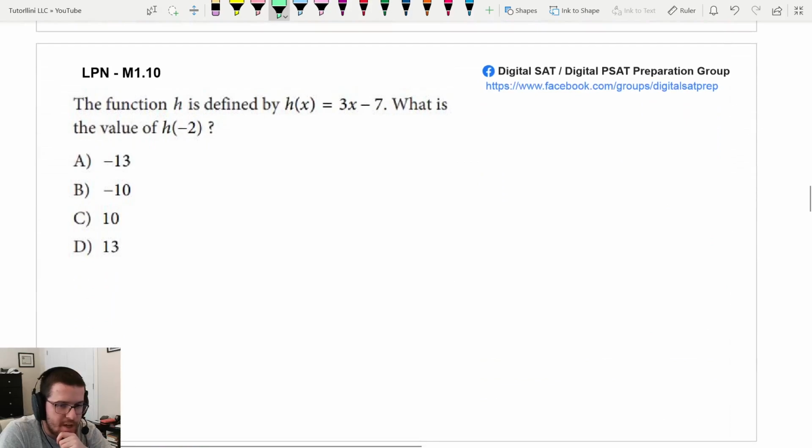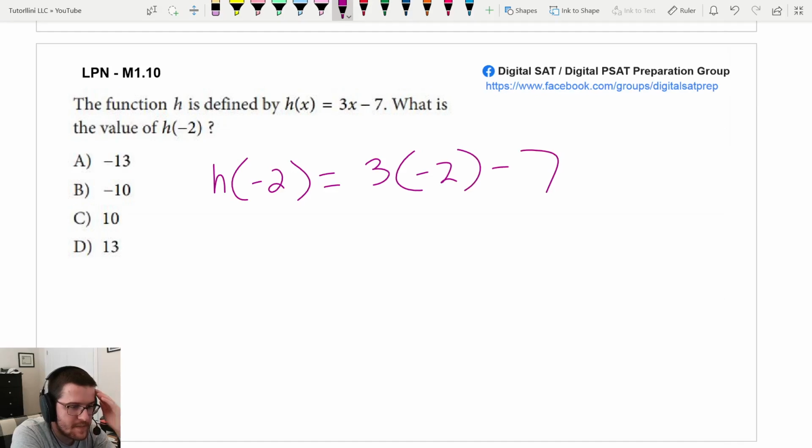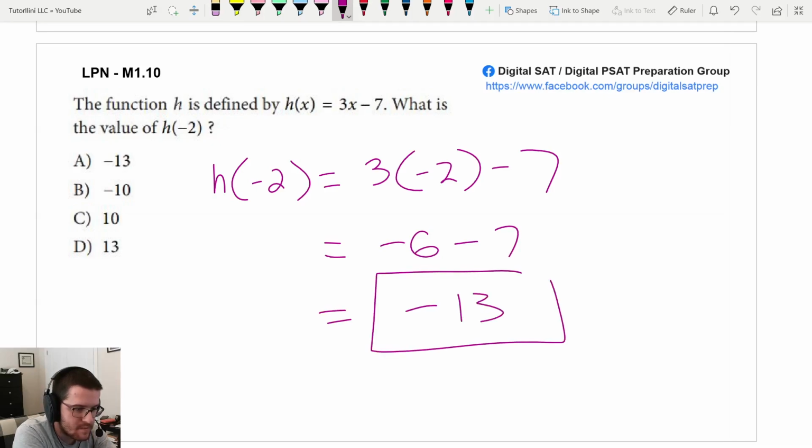Okay, this is evaluating a function. So h of negative 2. That just means everywhere you see an x, you put negative 2. So we're going to do 3 times negative 2 minus 7. That gives you negative 6 minus 7, which is negative 13. And that is answer choice A, which is correct.